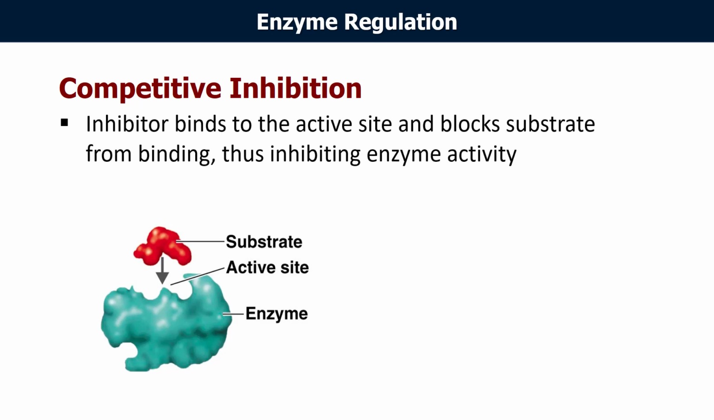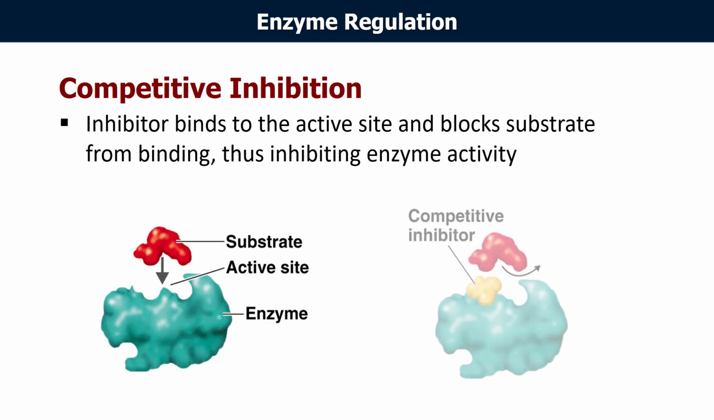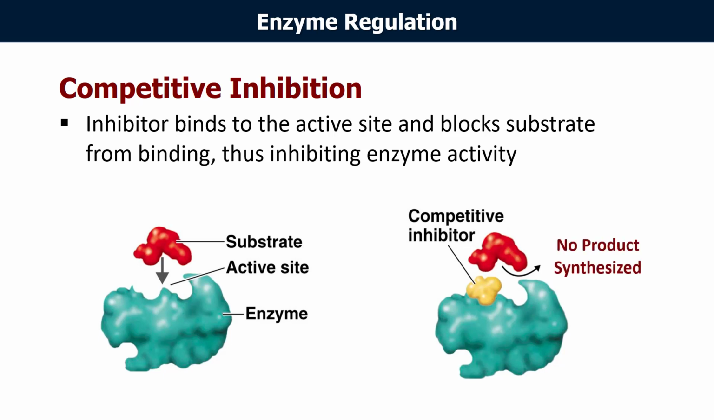So a competitive inhibitor binds to the active site and blocks the substrate from binding, thus inhibiting enzyme activity. If we want to see that in a picture, it would look something like this. So notice when this yellow substance, the competitive inhibitor, comes in, it binds to the active site, and while it's sitting there, it is not possible for the substrate to bind, and as a result, there is no product synthesized.